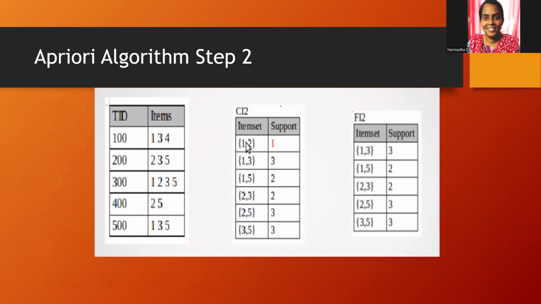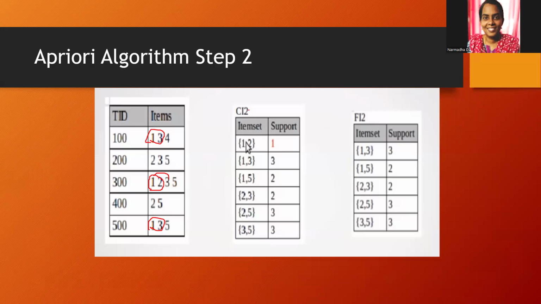Now you calculate the support value for 1, 2. How many times are 1, 2 together appearing? It is appearing one time. For 1, 3 together, how many times is it appearing? Here it is appearing once, and here once, and also here once, so it is appearing 3 times. Likewise, you will have to calculate the support value for the candidate 2 item set.